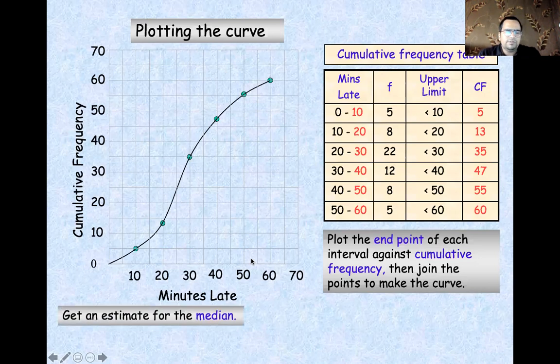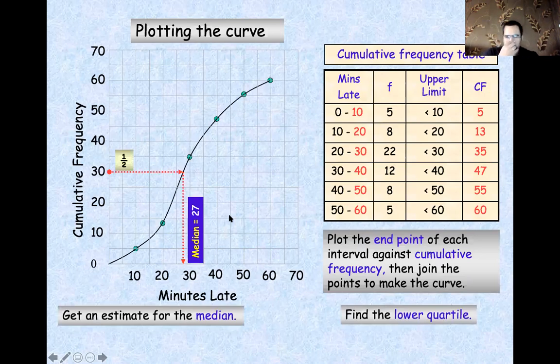So now the median will be the 50th percentile, or you can say which value is the 50th percentile. So you take half of the total cumulative frequency, so half of 60, and trace the corresponding x value. So that's around 27. So that's your median. Now the lower quartile: you take 1/4 of the cumulative frequency. 1/4 of 60 comes out to be 15. And from 15, you trace back the corresponding x value.